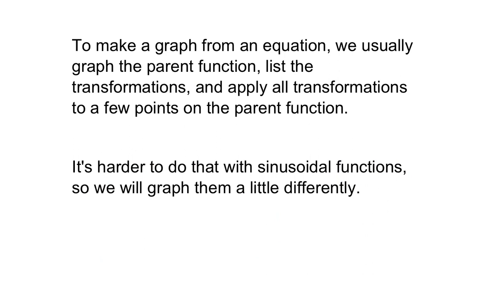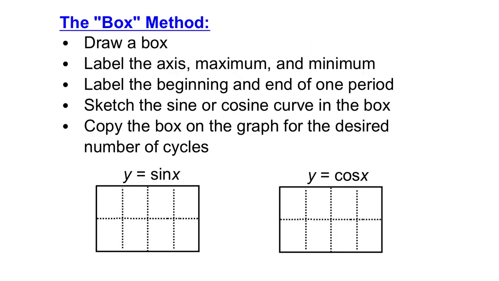Now, in the past, when I've told you to make a graph from an equation, we usually graph the parent function first. Then we list the transformations, and we apply all the transformations to a few points on the parent function. That's typically how we've been doing it so far. It's harder to do that with sinusoidal functions, though, so I'm going to show you a different way that we can graph sinusoidal functions. And most people find that this is a little easier than trying to do it this way. So I call this the box method.